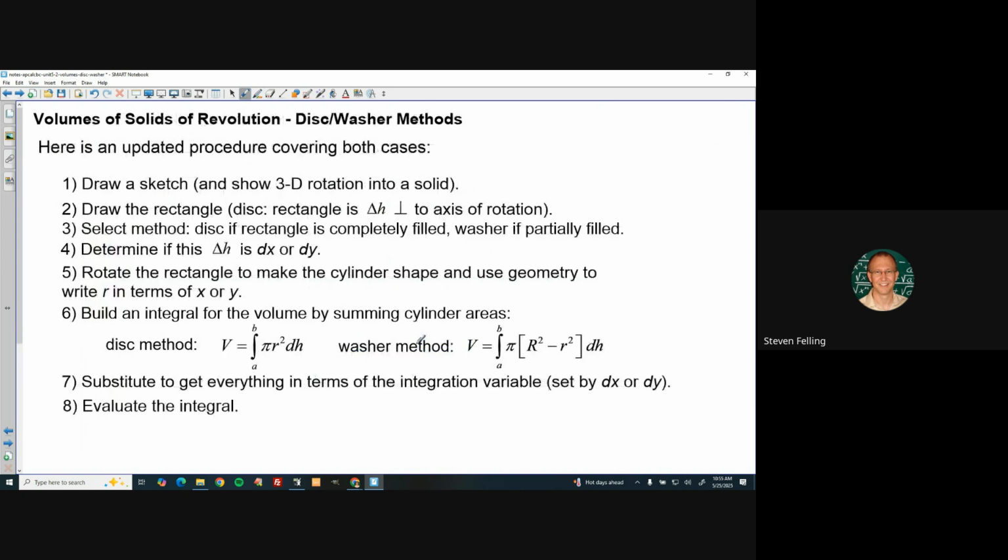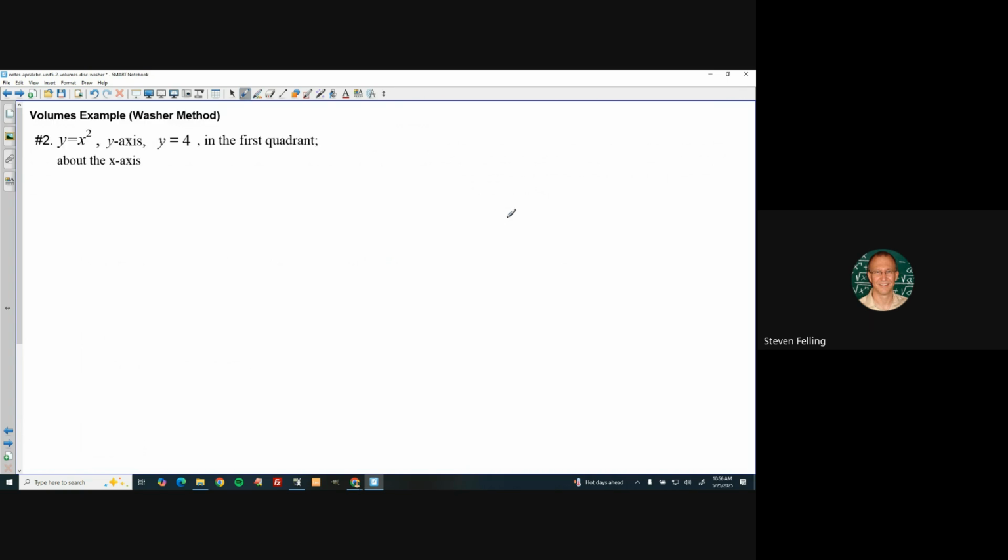So let's rework this problem. It suggests that we can add an additional step to our procedure: determine if the rectangle is completely filled. We're going to use the washer method with two integrals of a capital R squared minus a little r squared if we have a hole. The procedure is basically the same. So here's what I would do. I would start with the sketch.